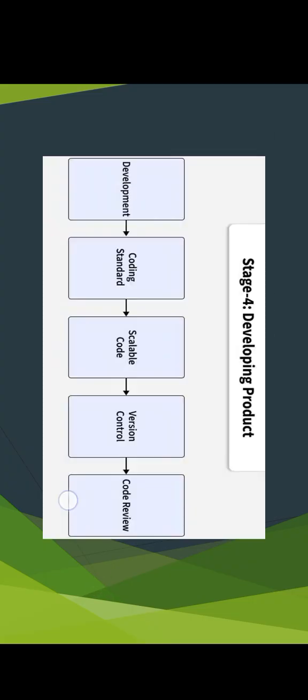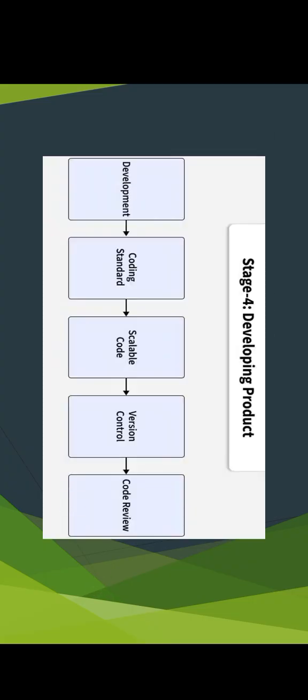Stage 4 is coding. Coding means development. Developers build the software based on the approved design. Activities are coding, code reviews, unit testing and version control management. The tools used are IDEs, version control systems and debuggers. Output is source code and the executable application. Key roles are front end, back end and full stack developers.